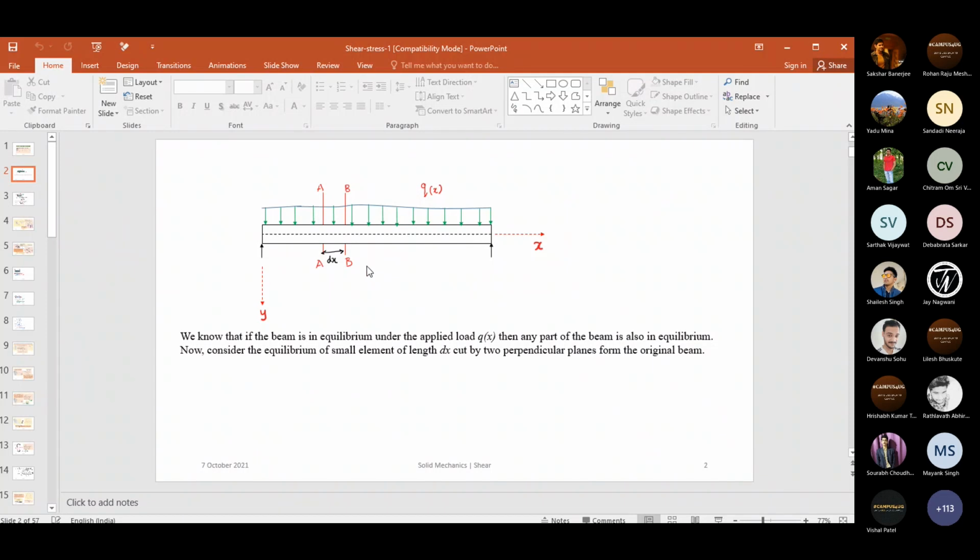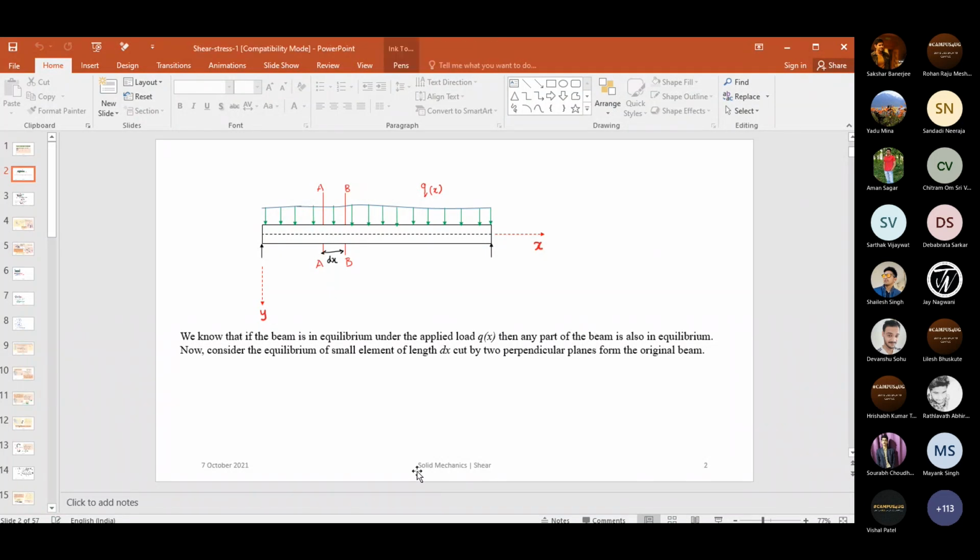So naturally, we take a small portion AB and blow it up and see how the equilibrium forces will vary. Now also you observe that since q of x varies, this M is also not constant, M also varies.